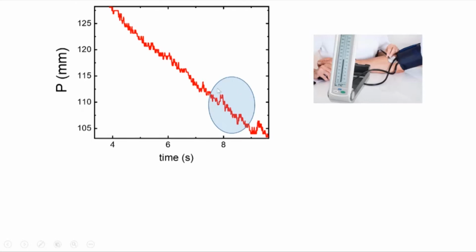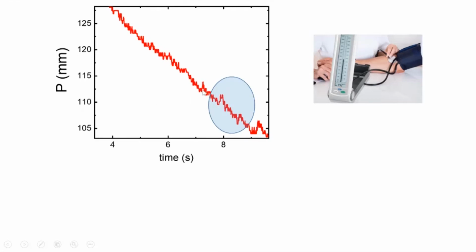Maybe this is the place here at around 110 or so, or maybe a little higher, where blood is beginning to flow and one can see some periodic signal appearing here. So maybe the systolic pressure is probably 110 or so.